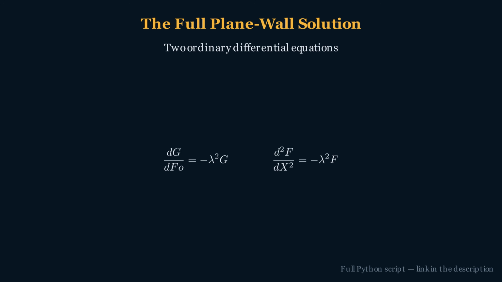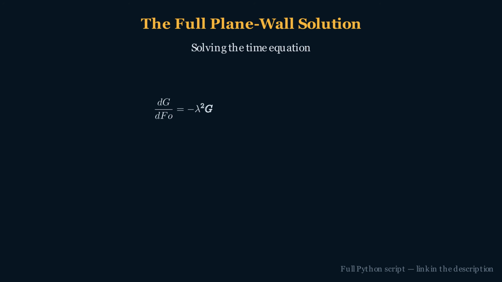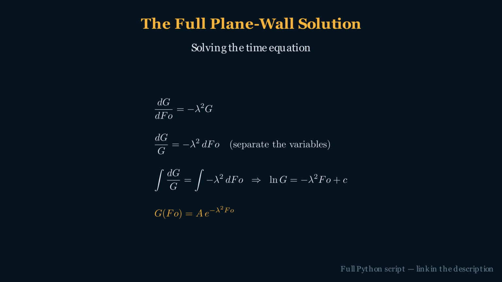That single partial differential equation has collapsed into two ordinary ones, a first-order equation in time and a second-order equation in space. We can solve each one separately. This first-order equation separates immediately. Put every g on one side, every Fo on the other, and integrate both sides. Exponentiating clears the logarithm and gives a clean exponential decay, and the bigger lambda is, the faster it decays.